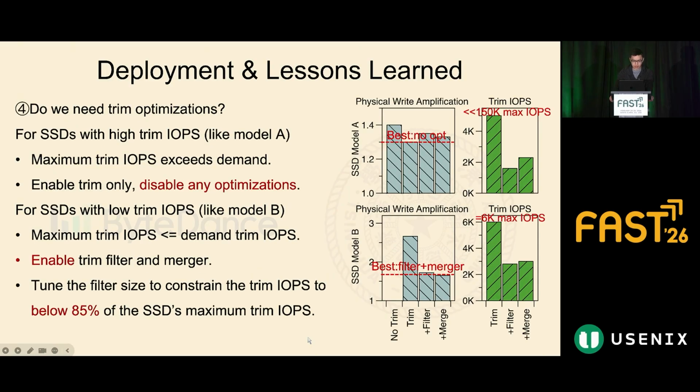The fourth one is, do we need trim optimization? For SIDs with high trim LPS, like Model A, enable trim only, disable any optimization. For SID with low trim LPS, like Model B, enable trim filter and merger, and tune the filter size to constrain the trim LPS to below 85% of the SID's maximum trim LPS.